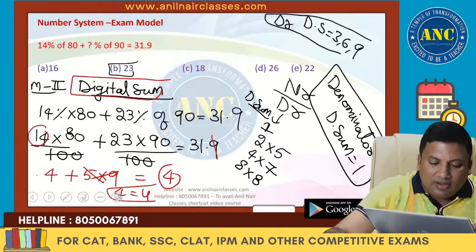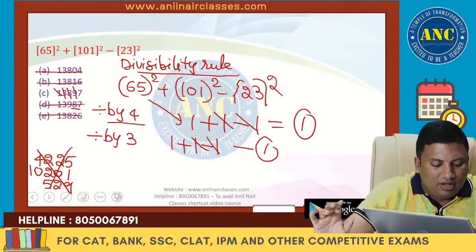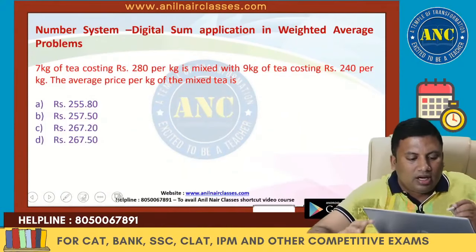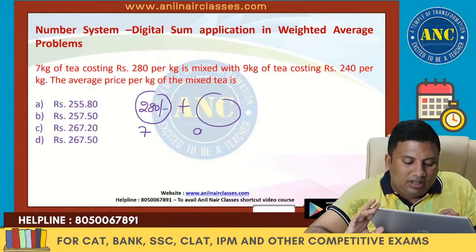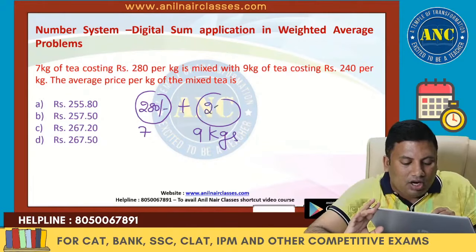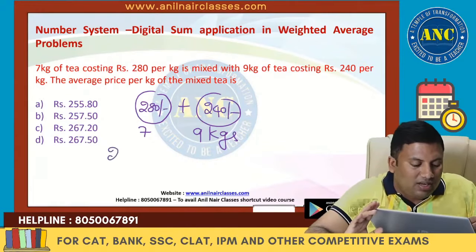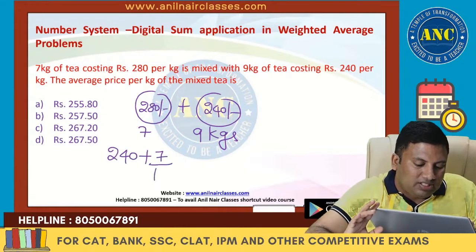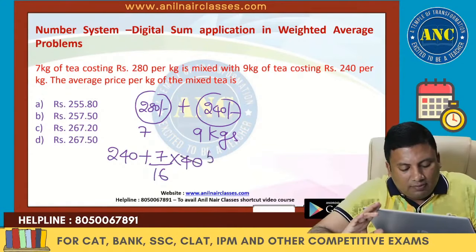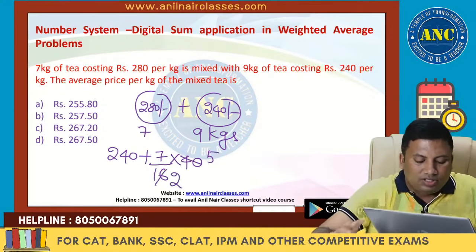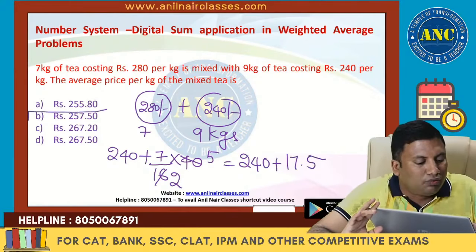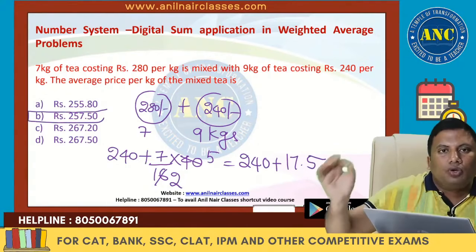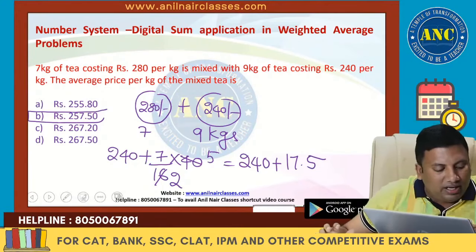Weighted average, where are we right now? Actually, we are in weighted average. What if more than one answer option has the same digital sum? Now if you see here, 7 kgs of rice costing 280 rupees is combined with 9 kgs of rice costing 240 rupees. Average is always greater than the lowest value. 240 plus 7 by 16 into the difference, which is 40. I hope it is clear. So 8 fives are 40 and 8 twos are 16. 240 plus 35 by 2, which is 17.5. Answer is 257.5. I hope it is clear to you how to use digital sum application in weighted average.